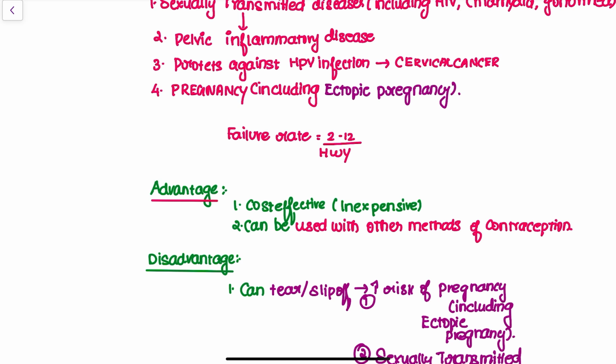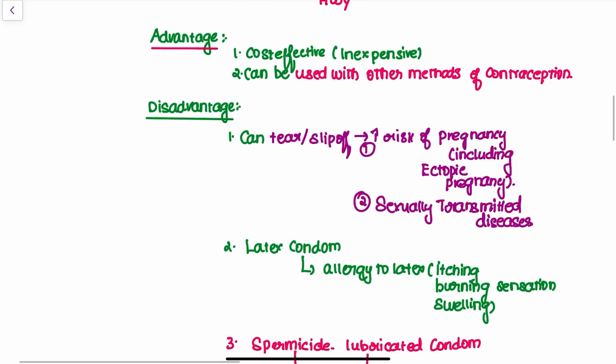And then we have a few more advantages with respect to the male condom, and that is it is very cost effective. That is, it is not much expensive. It is very inexpensive and you can get it from any pharmacy without a prescription from a doctor. So it is very cost effective as well. And at the same time, this male condom can also be used with other methods of contraception. So any sort of backup methods or add-on methods can be followed along with this male condom.